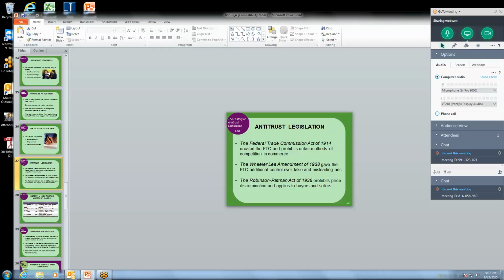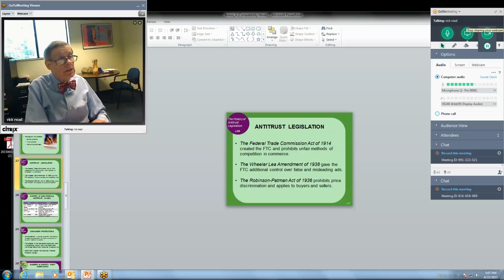The Federal Trade Commission began in 1914 and is there to enforce fair trade laws, both within the United States and somewhat outside the United States, although we normally use the World Trade Association to arbitrate trade disputes with other countries.